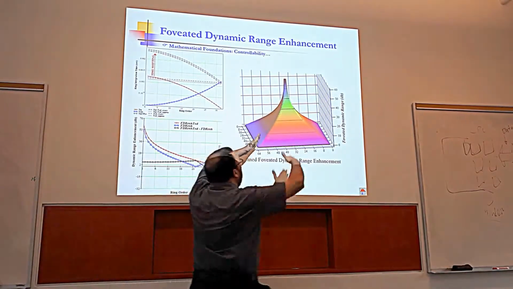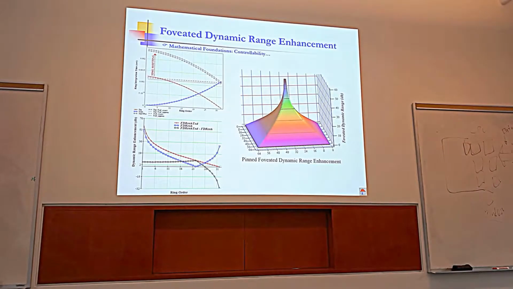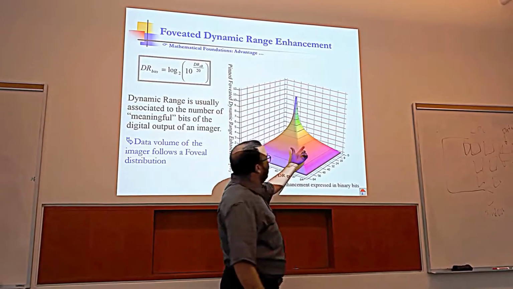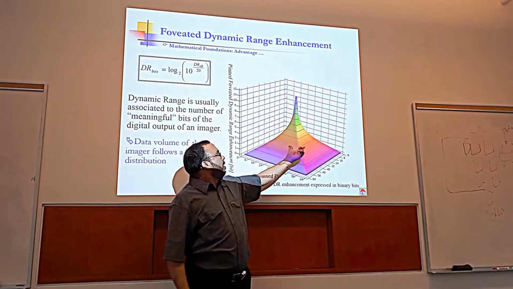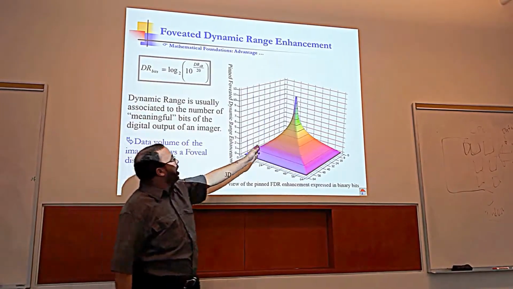So now, the dynamic range enhancement is like that. So what is it good for? That's a good question. It gives us the opportunity to allocate more bits to the analog to digital converters in here. If you convert the dynamic range into bits, you get higher bits in here.